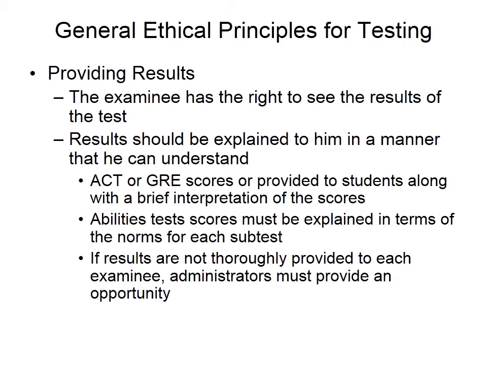So ACT or GRE scores are provided to students along with a brief interpretation of those scores, often including a percentage of where their score actually fell amongst all the people that took the test that year. So ability test scores generally need to be explained in terms of the norms for each student and each subtest. So if someone takes a test, they need to know what their raw score is, but also how that score compares to other people and who those other people are they're being compared to.